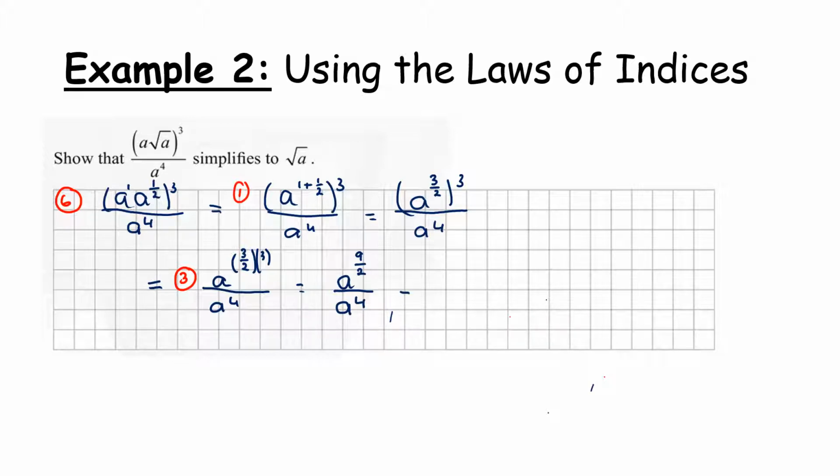The last law that I'm going to use is law 2. And that means to divide our two numbers, we're going to subtract our powers. So a to the power of 9 over 2 minus 4. Cleaning that up, we get a to the power of a half. And the last change, we have it back to the answer we want: using law 6, we can change this back to being the square root of a, which is what we've been asked to get.